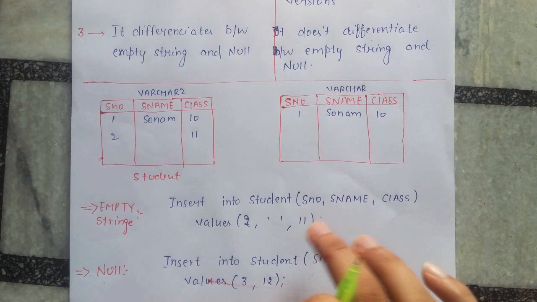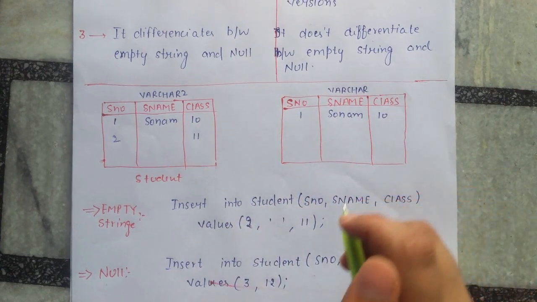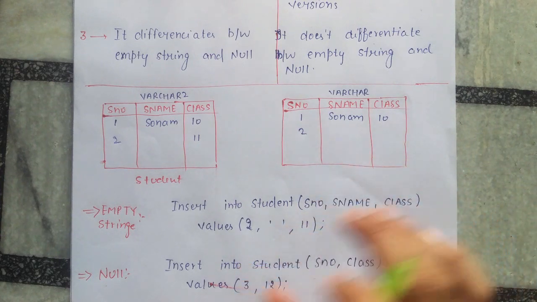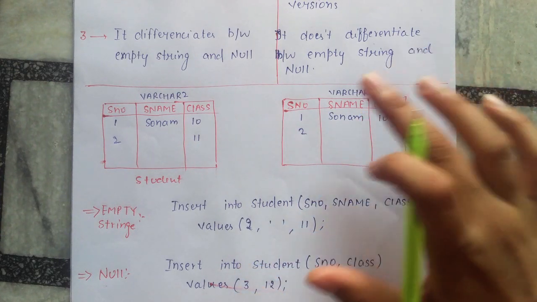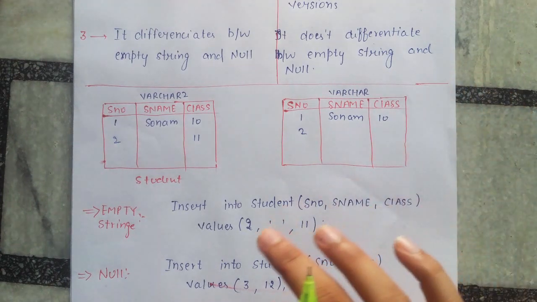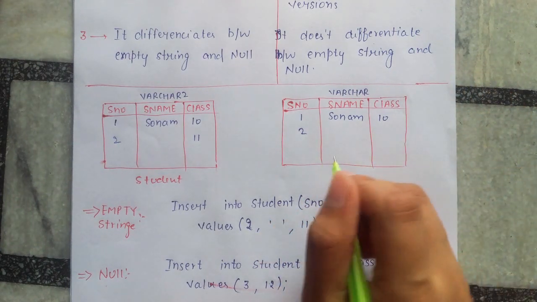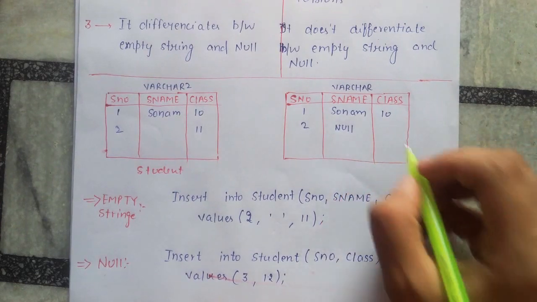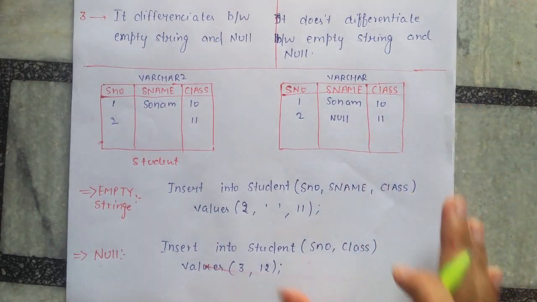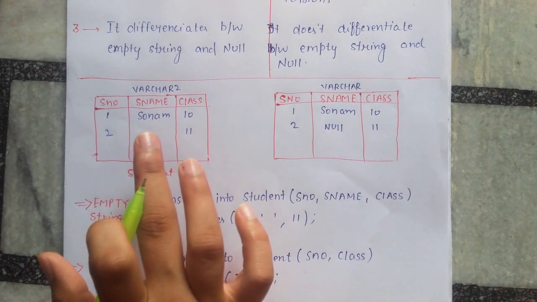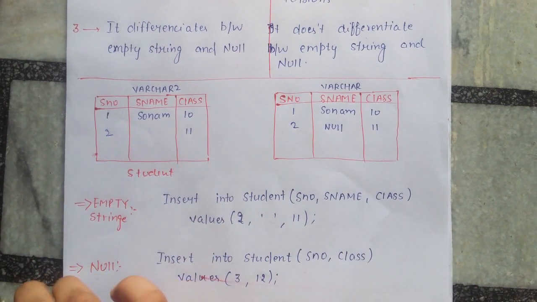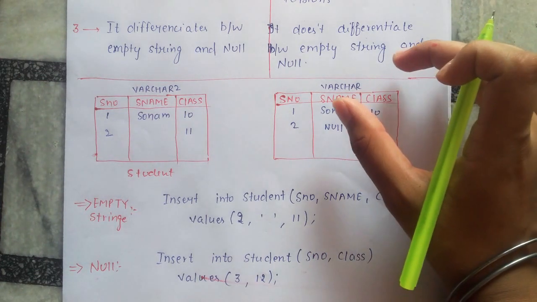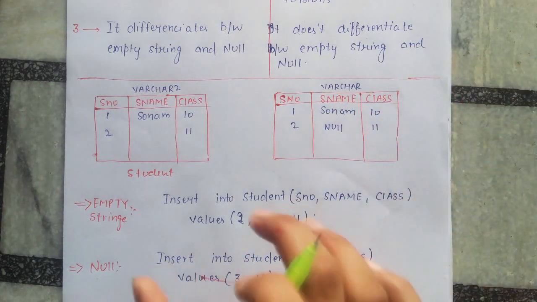And in this table, how is it inserted? Like this, it will be 2. And see, this is where VARCHAR is unable to differentiate between an empty string and null, so it will consider this also as a null. It will automatically be entered here as a null. And at the end, the class is 11. So in the case of VARCHAR2, it treats the empty string as an empty string and the null as a null, but in the case of VARCHAR, it treats the empty string also as a null. So this is the basic difference.